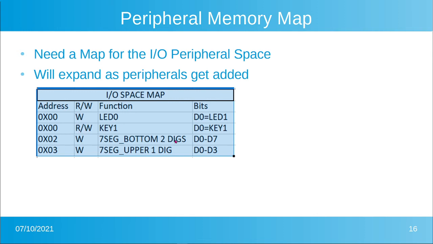Also, the 7-segment displays are at address 2 and 3. I skipped 1. I just wanted these to be binarily consecutive. The bottom 2 digits of the display are driven by address 2 with the values in D0 through D7, and the upper 1 digit is driven, at address 3, by the values in D0 through D3.